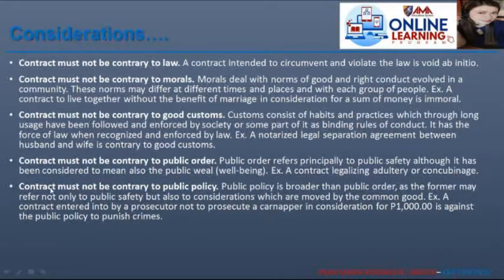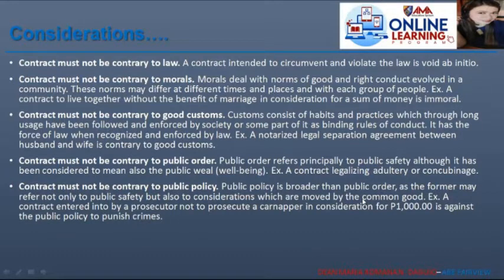So next, contract must not be contrary to public policy. The public policy, class, as compared to public order is much broader, no? Since public policy may refer not only to public safety but also to considerations which are moved by the common good. So ano ba ang makakabuti para sa nakakarami?